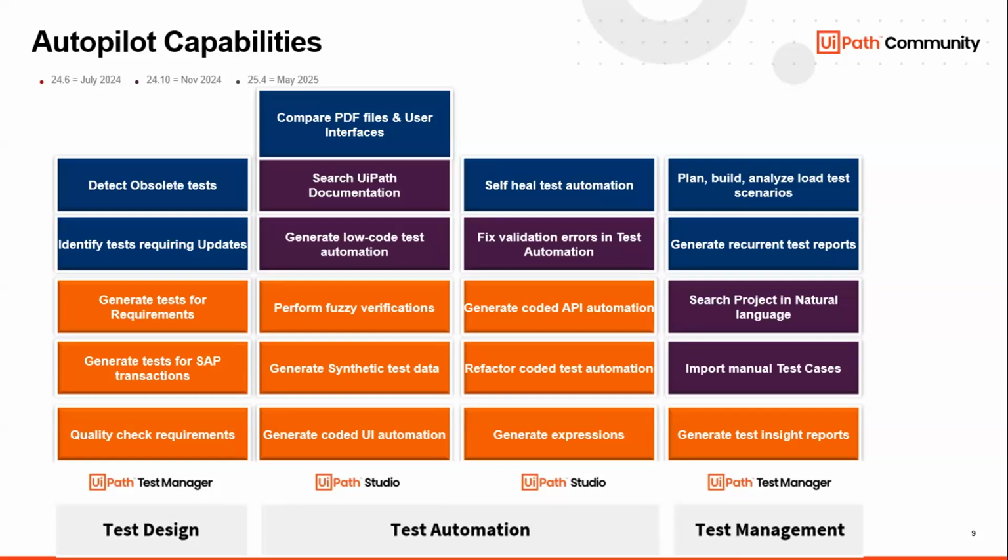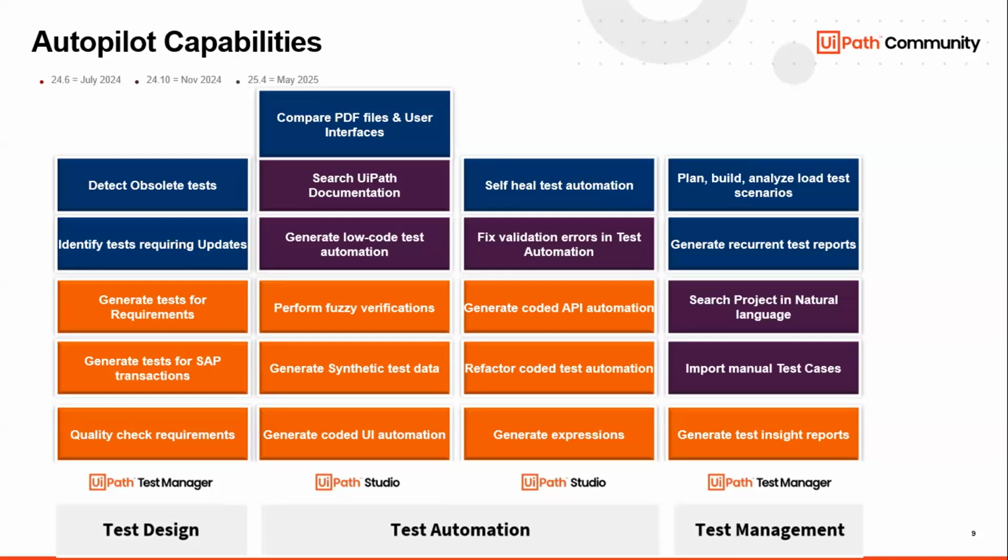Next, we have generate tests for requirements. Manual testers know the pain: they need to spend hours and hours writing manual test cases. But with Autopilot, you can generate the manual test cases from your requirements. That will save your time and effort, and it also ensures comprehensive test coverage. Autopilot not only generates tests for applications, but also helps you generate tests for SAP transactions. So these are some of the use cases for test design.